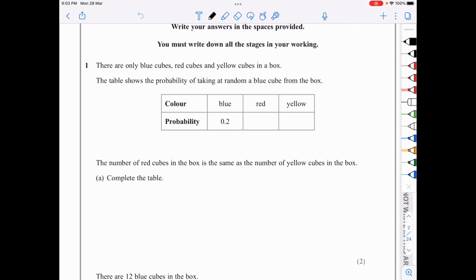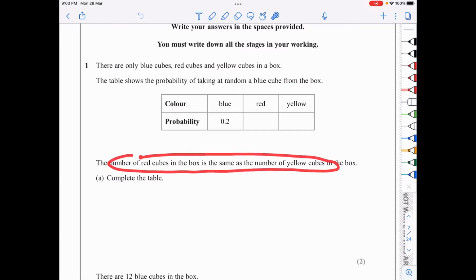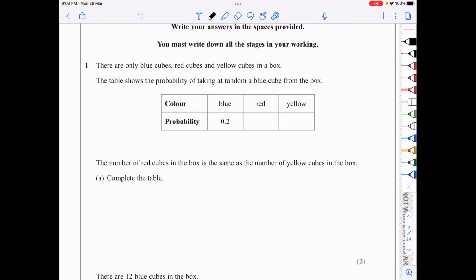And we've got the table showing the probability of taking at random a blue cube from the box. So that's 0.2. And now we are told that the number of red cubes is the same as the number of yellow cubes, which means that if I call this P and this P here, then 0.2 plus 2P should be giving an answer of 1. So 2P is equal to 0.8, leading to P being 0.4. So I will be completing the table with 0.4 for red and 0.4 for yellow.